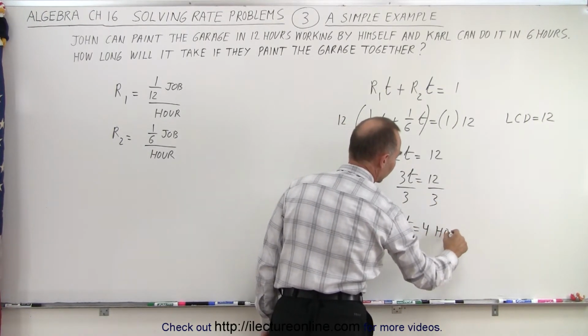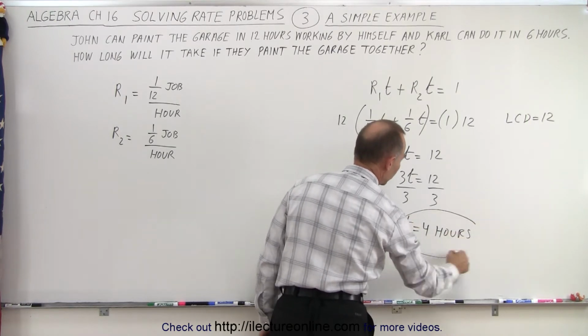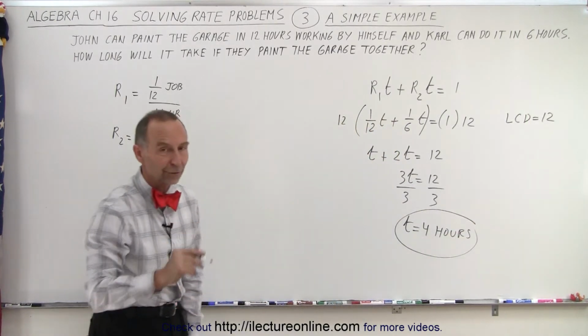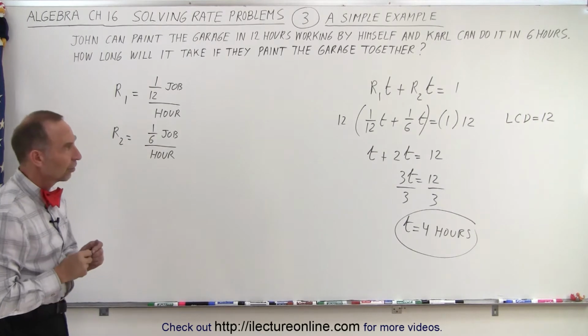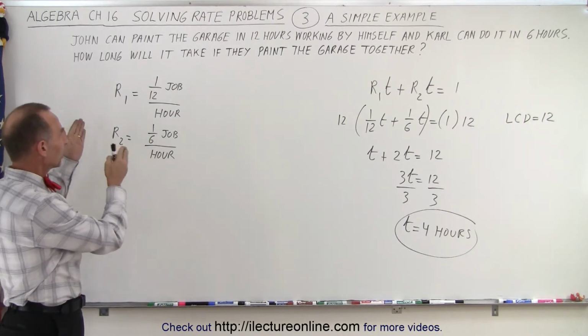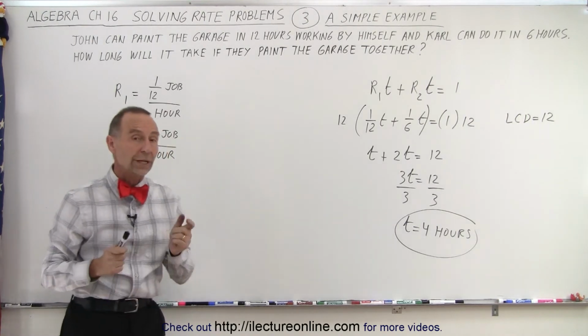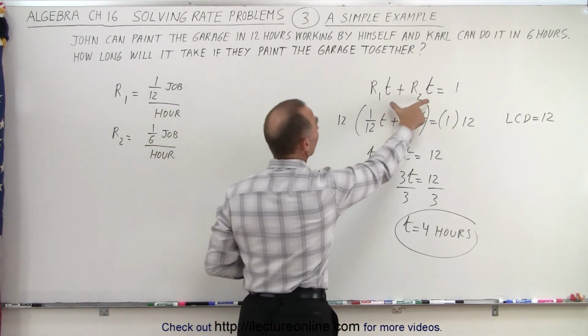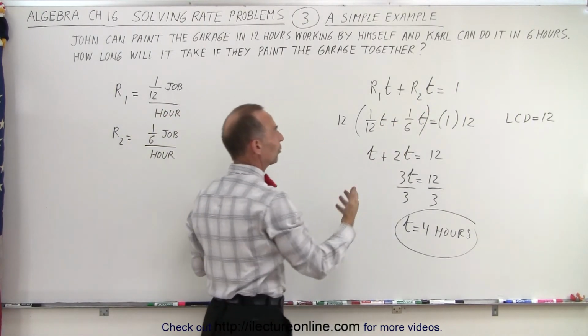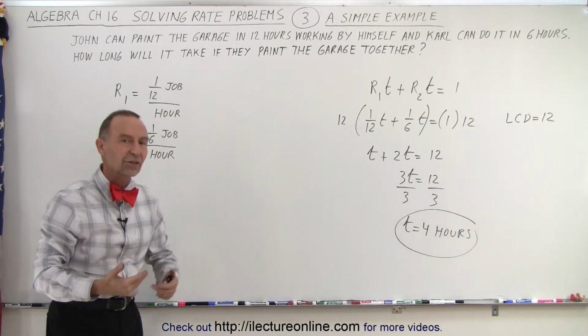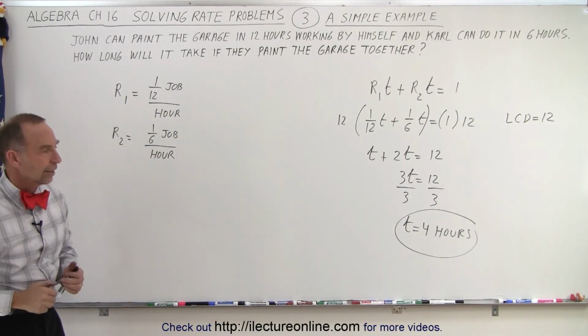And of course, in this case, that was hours. So when both work on it together, they can do it in 4 hours. So that's how we first calculate the rate for each contributor, and then we plug it into our general rate equation. In this case, notice that the time for both is the same because they both work on it. They start and finish at the same time, and that is how it's done.